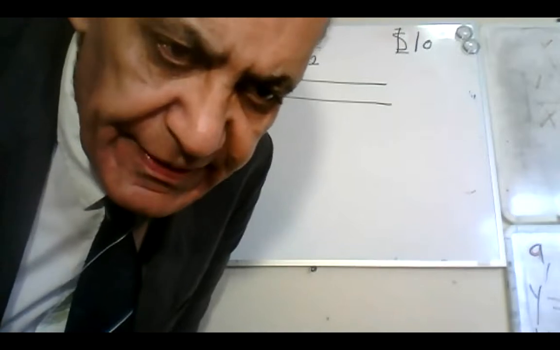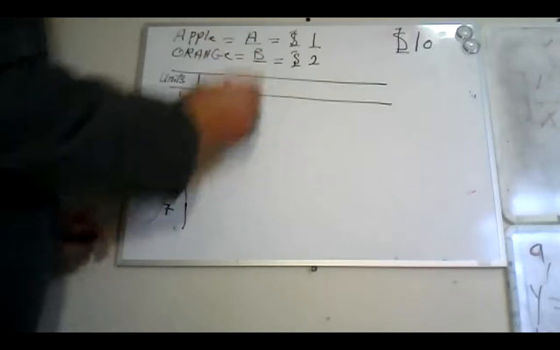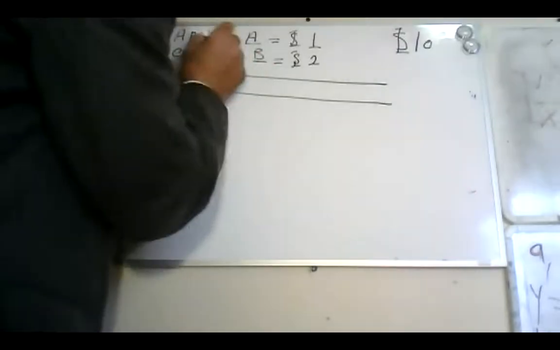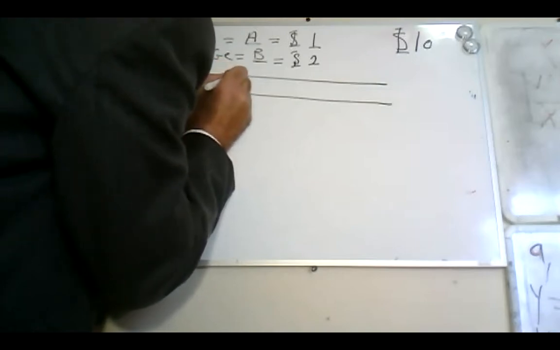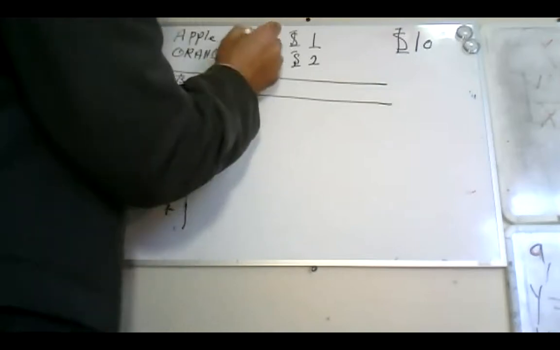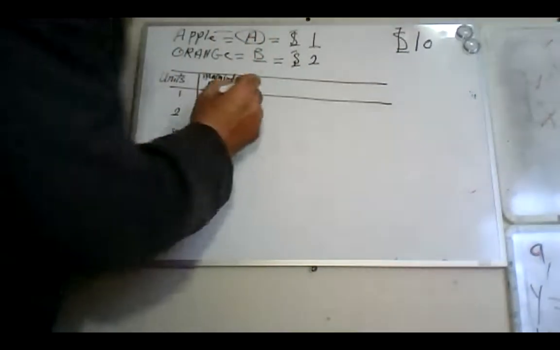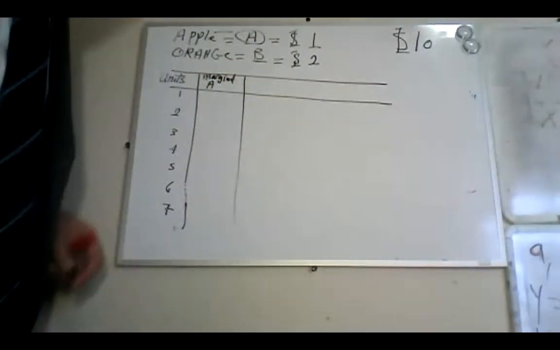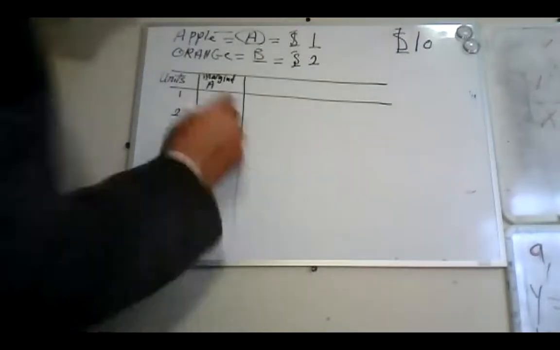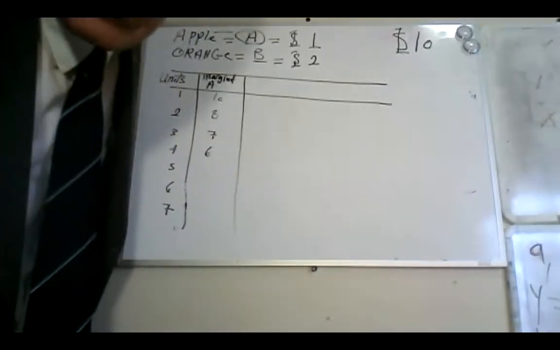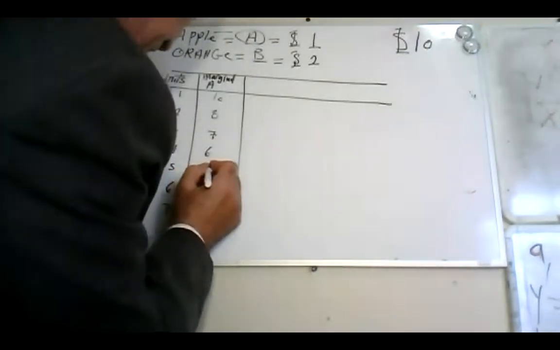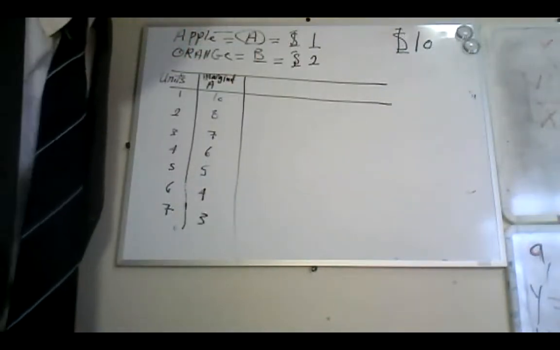Then he gave me the marginal utility of A, the marginal utility of the apple. A is the apple. The marginal utility of the apple is given in the example: 10, 8, 7, 6, 5, 4, 3. This was the marginal utility of the apple.